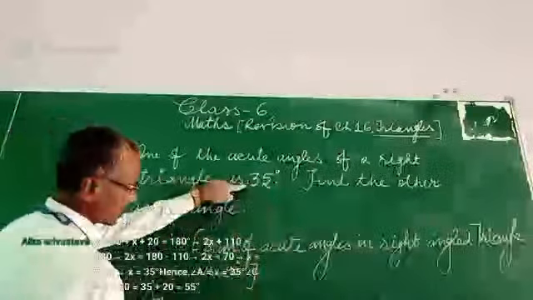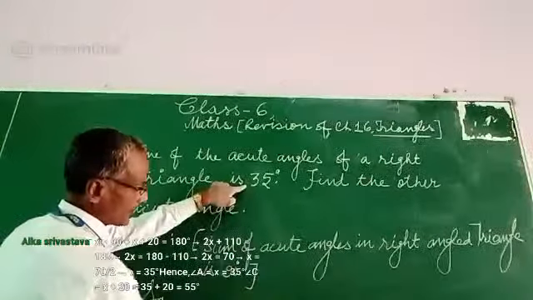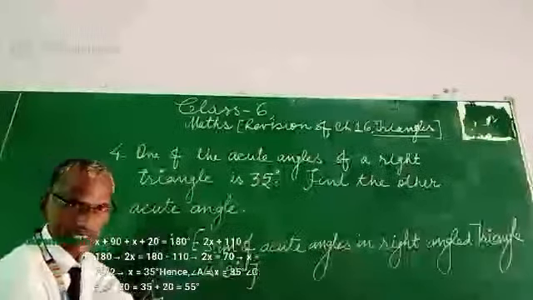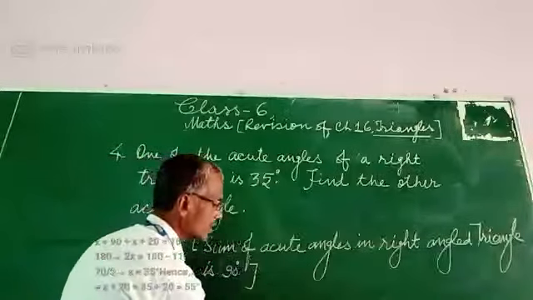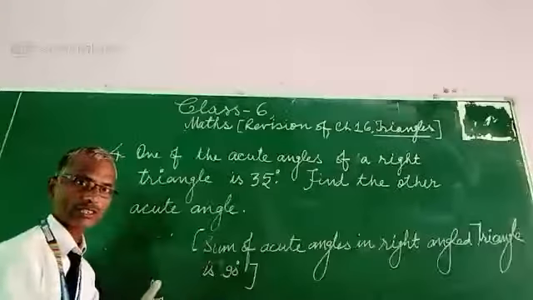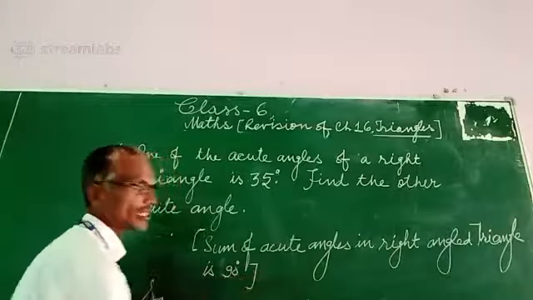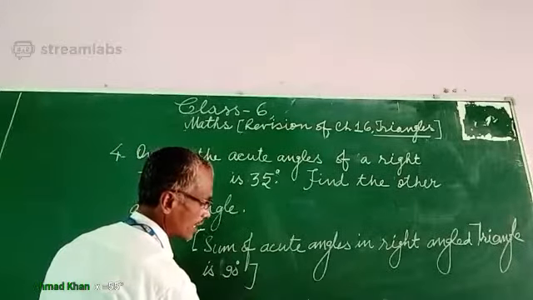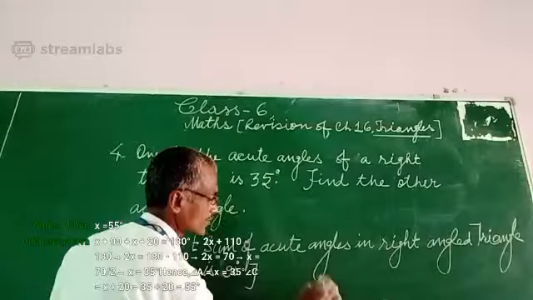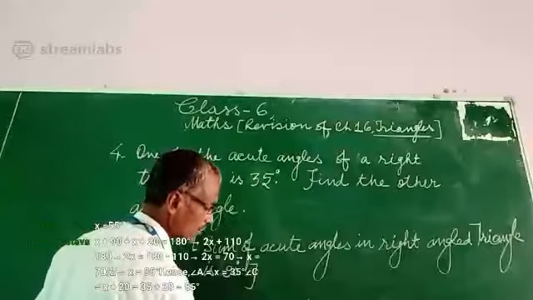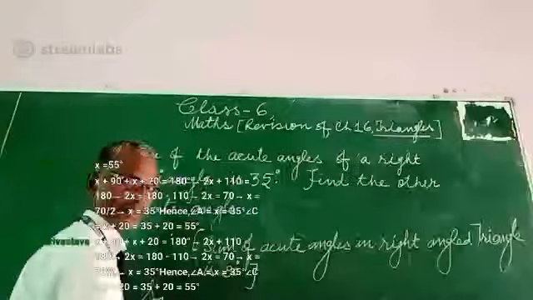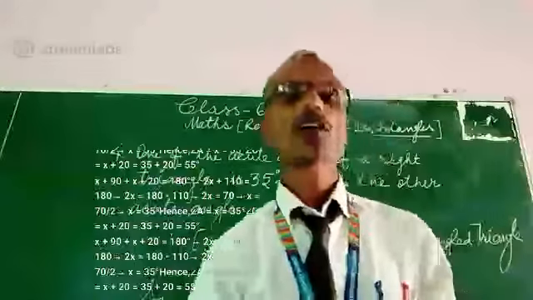But by using the property, I am telling you one angle is 35 degrees, and we need to find the measure of the other acute angle. Look here, the sum of acute angles is 90 degrees. There is no need to write the angle sum property; you can solve it directly. Therefore, x is equal to 90 degrees minus 35 degrees. And then what will be its measure? 55 degrees. So the measure of the angle is 55 degrees. Okay, now it is correct.